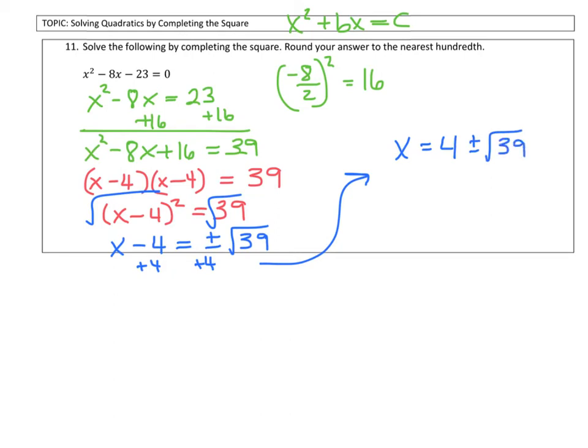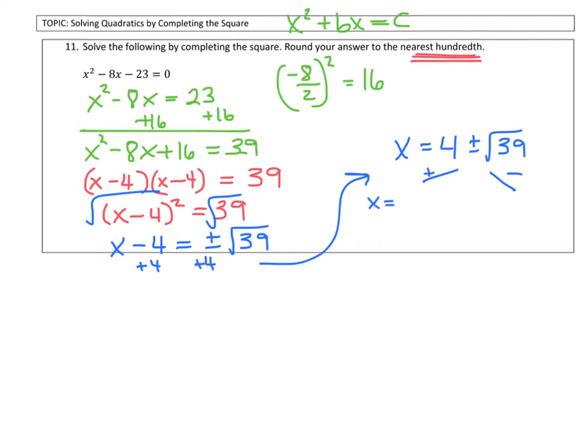Now, at this point, my question asked me to round to the nearest hundredth. So I do not need to simplify the radical. This one isn't even possible, but if it was, remember, you don't have to simplify the radical if they say round to the nearest hundredth. You can just go right ahead to your two branches. Okay, we have the positive branch and the negative.